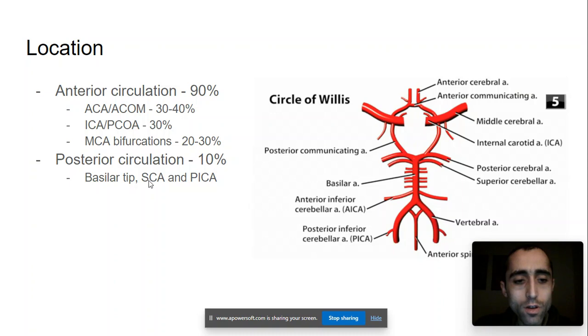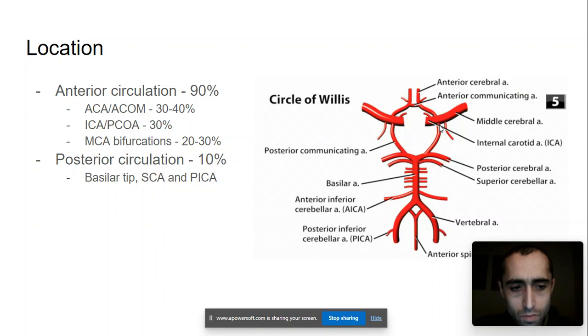Now, this is the location, as I said, and the prevalence for each one. You can see that most of the aneurysms are from the anterior circulation of the circle of Willis, and just 10% are from the posterior circulation, basilar, SCA, and PICA. So from here, this is 10%, and anterior circulation is much more common, where the most common area is the anterior communicating and anterior cerebral artery, but also in the bifurcations of the middle cerebral artery, the MCA. Remember the word bifurcations. It is a very important area for developing aneurysms.